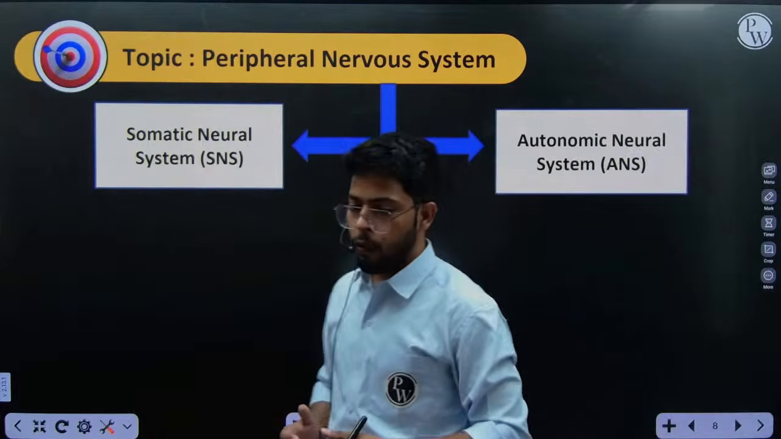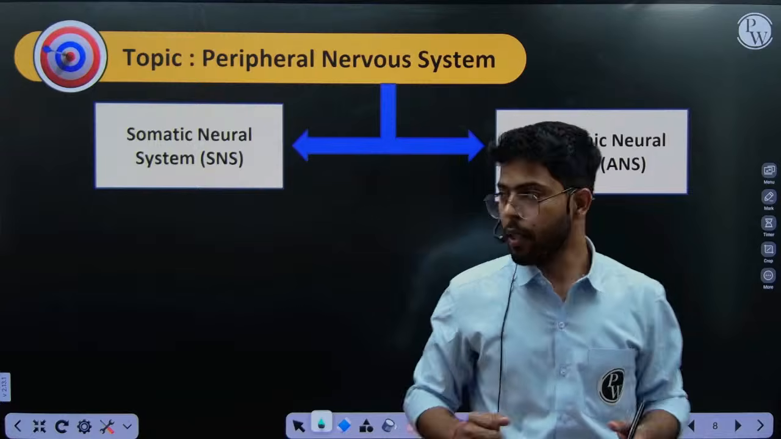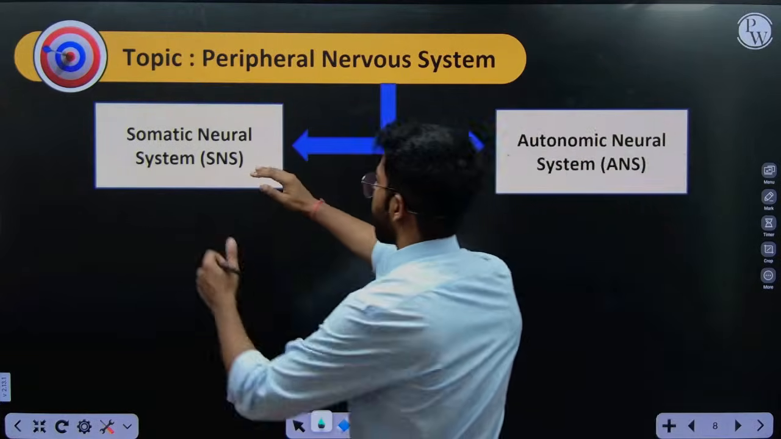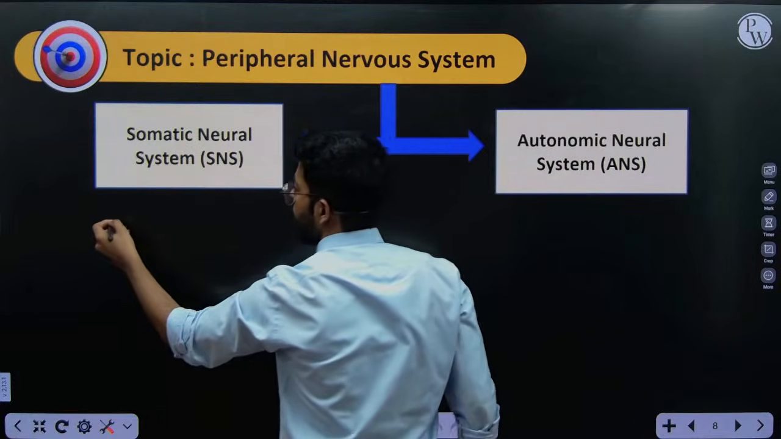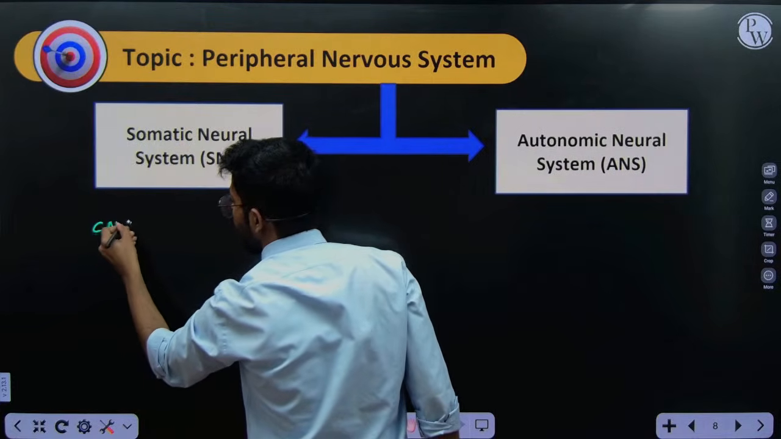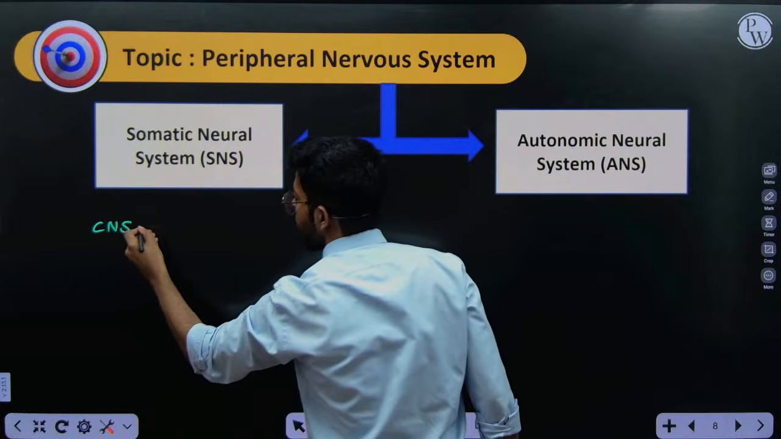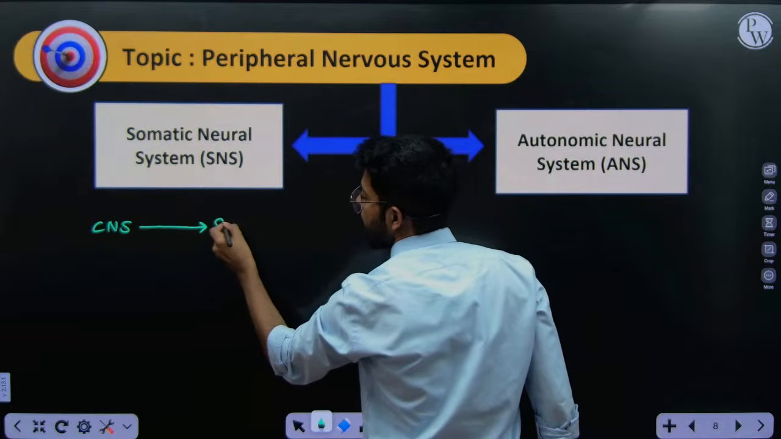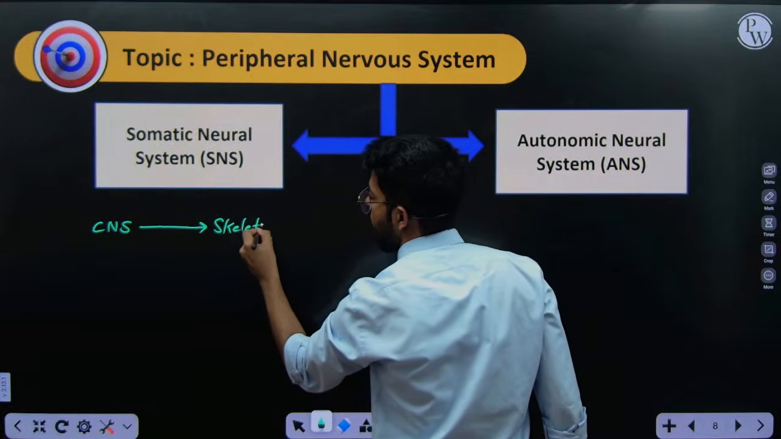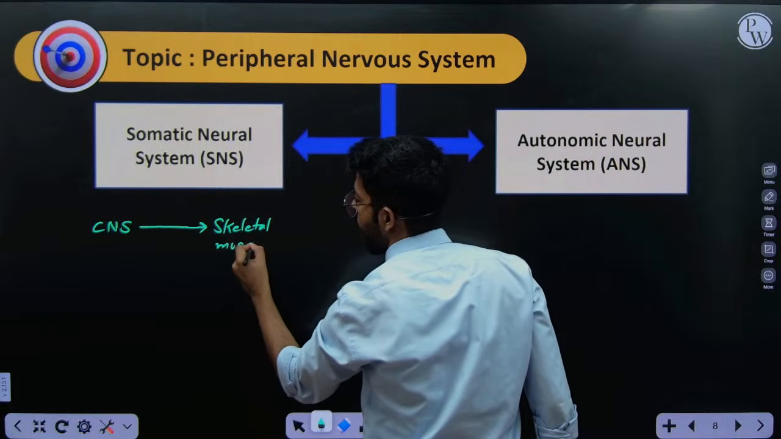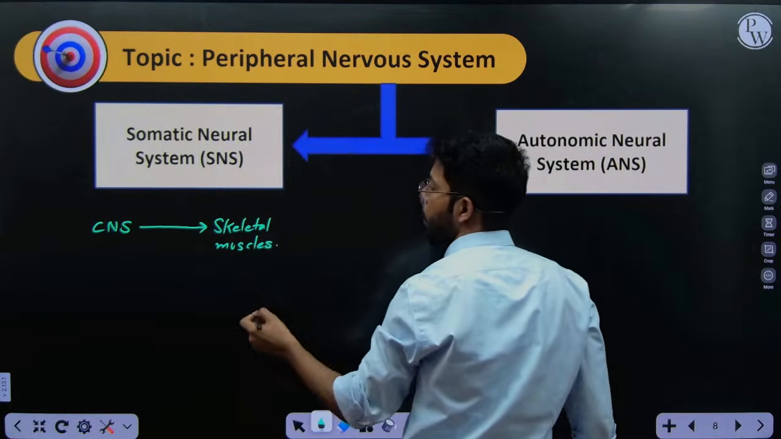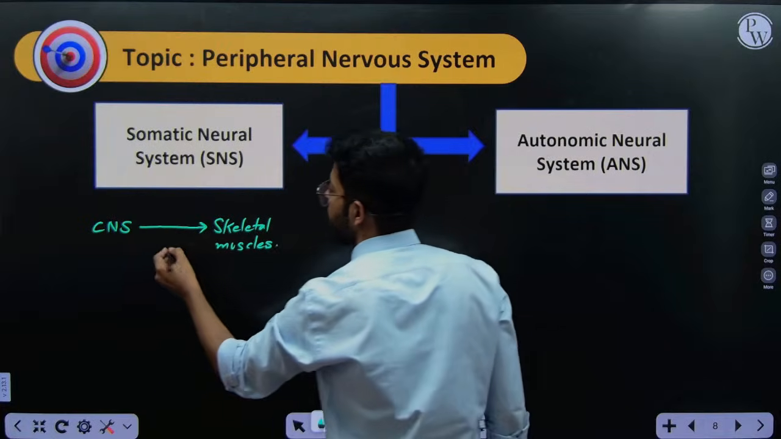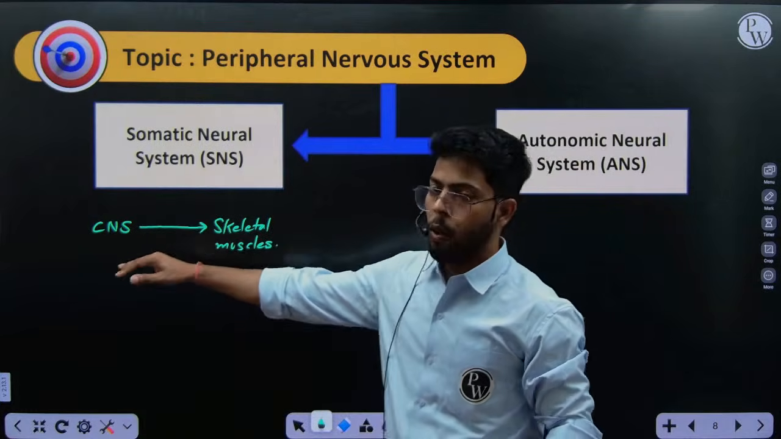Now the types of peripheral nervous system. The peripheral nervous system is of two types, somatic and autonomic. Somatic are the nerve fibers which transmit the impulse to the skeletal muscles, which gives commands to the skeletal muscles, or we can say these are the motor nerve fibers.